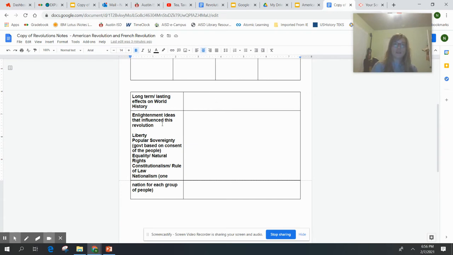And then finally, in the last box, I want you to think about those Enlightenment thinkers and those Enlightenment ideals, like that everyone is born with the right to life, liberty, and property. Liberty being freedom. Did people who were fighting in this revolution, were they really inspired by freedom?